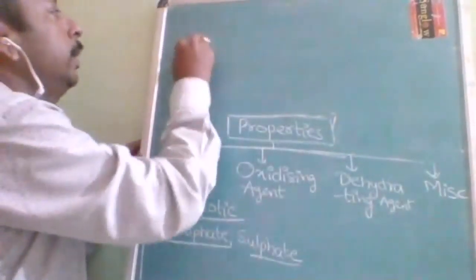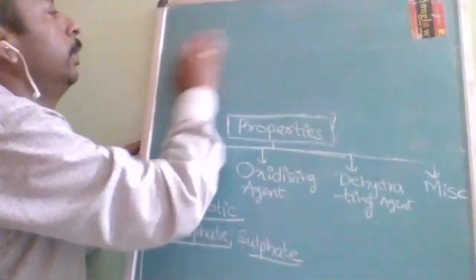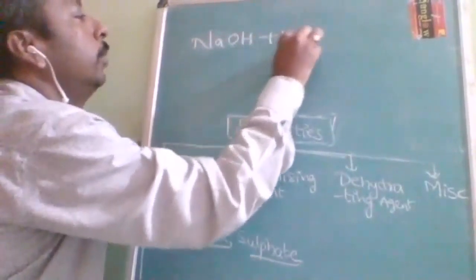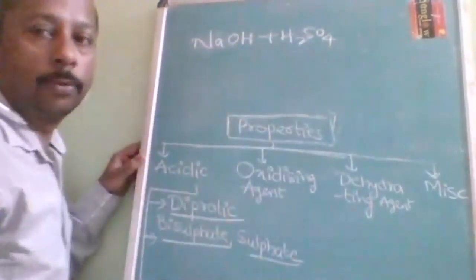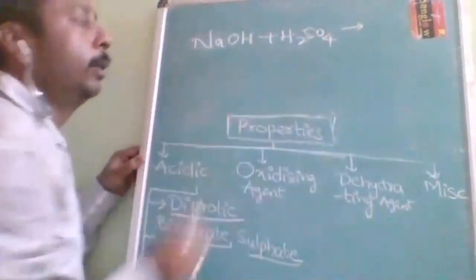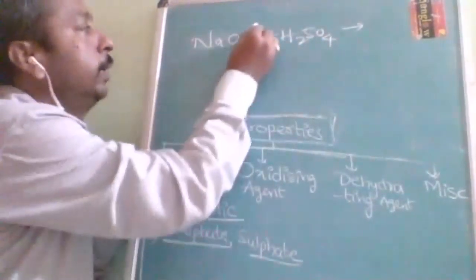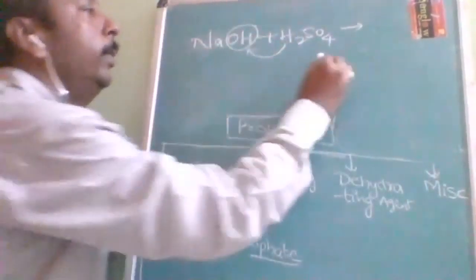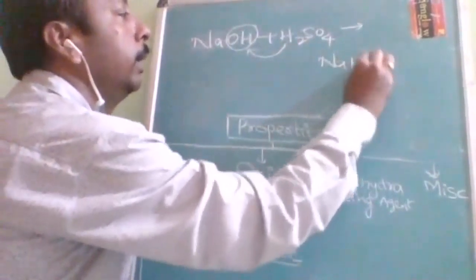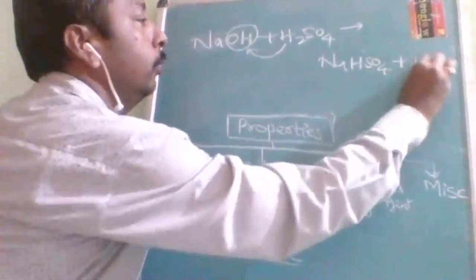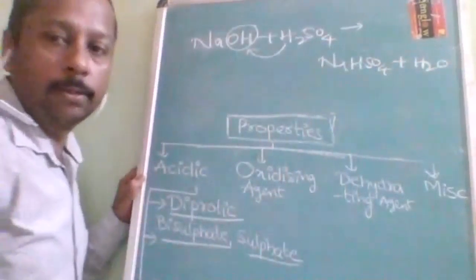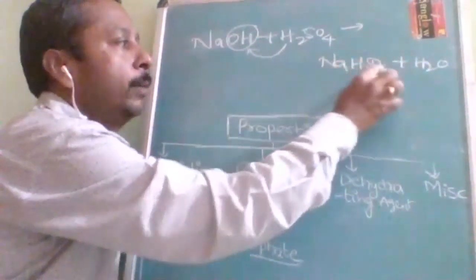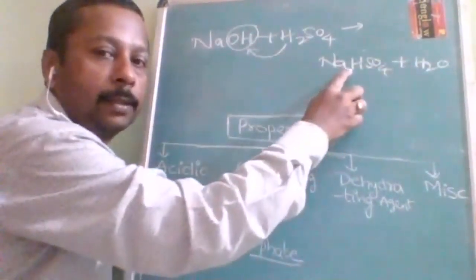Let us take Na, that is NaOH and H2SO4. First, only one H plus is replaced. One OH from the sodium hydroxide and one H from the acid combine together to form NaHSO4 plus H2O. This is an example of an acidic salt. Salt is because of the sodium and sulfate, and acidic nature is because of the hydrogen.